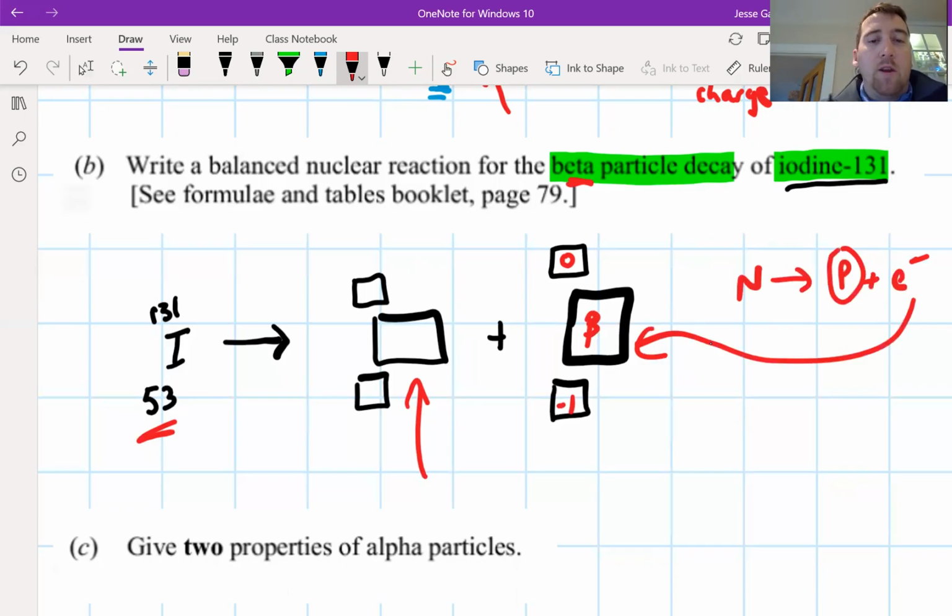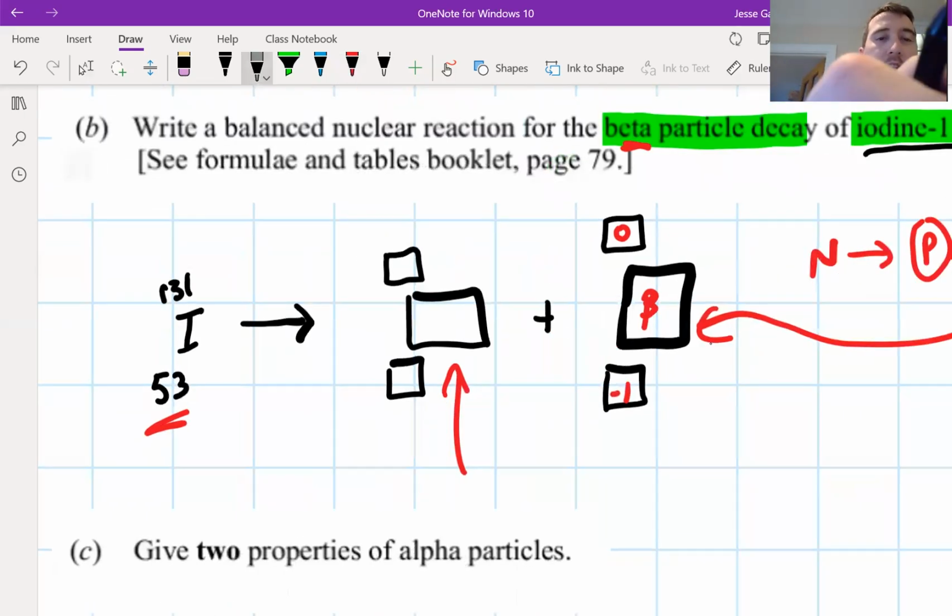So what happens to the atomic number? Hopefully you realize that the atomic number is going to go to 54. What will happen to the mass? Well, a neutron has just turned into a proton. They both have the same mass, so the mass has stayed the same, 131.